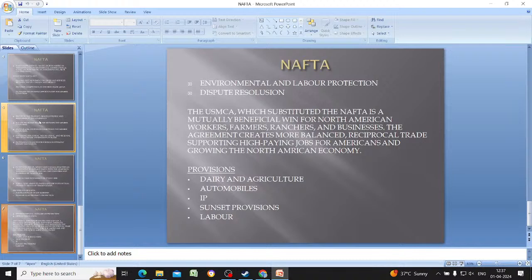If no legislative power acts, it will come to a stop after a specific date. That is called a sunset provision. And then the next one is labor. They are giving more importance to labor. So the provisions give importance to dairy, automobile, sunset and labor. They are treating society equally and giving chances to each and every section of society. That was the main achievement of this USMCA.